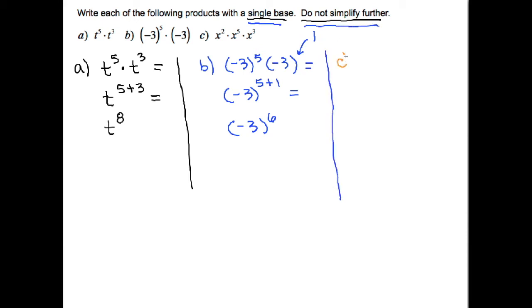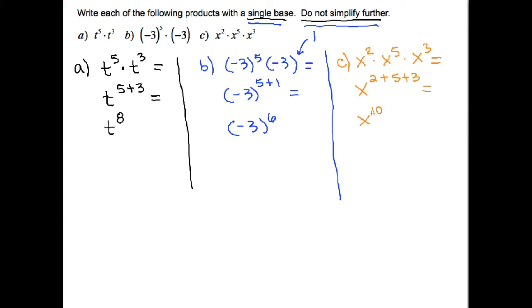Lastly, we have 3 bases, all the same. We have x squared times x to the 5th times x cubed, but because they're all the same base, I can add the exponents. So that's x to the 2 plus 5 plus 3, and that would be x to the 10th.